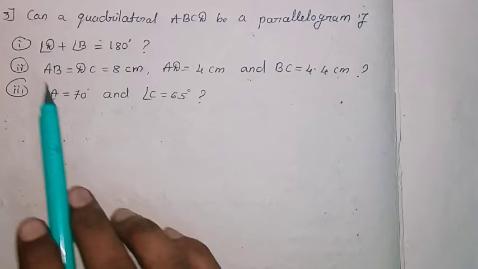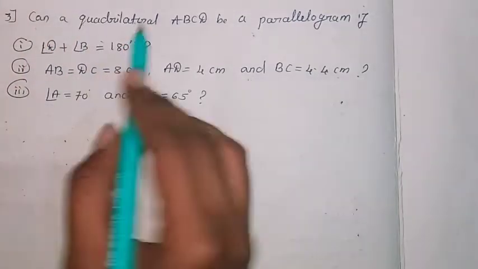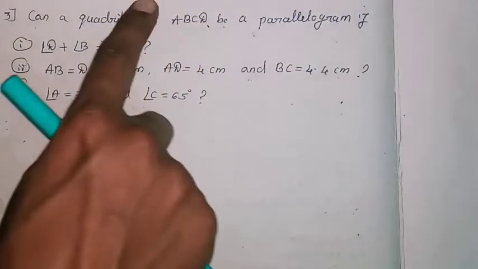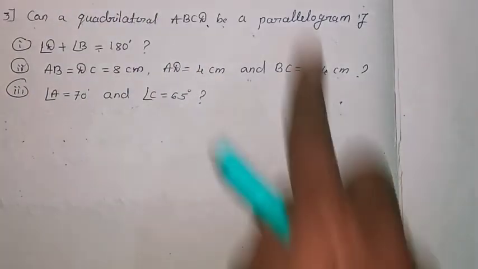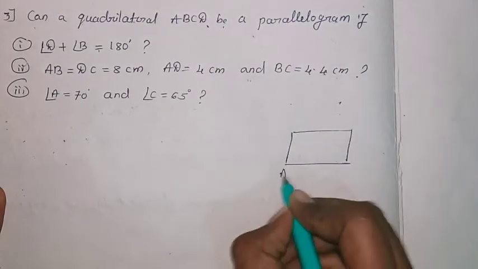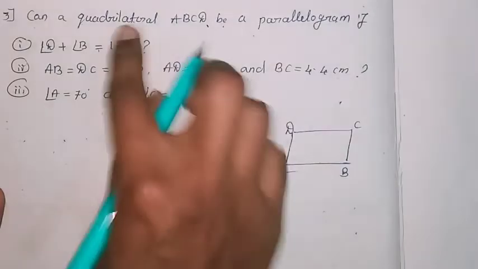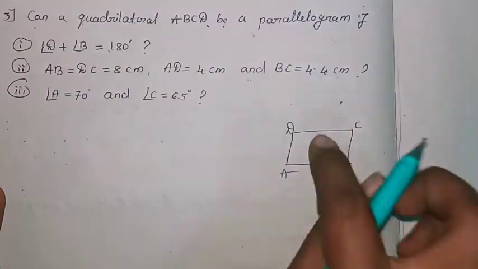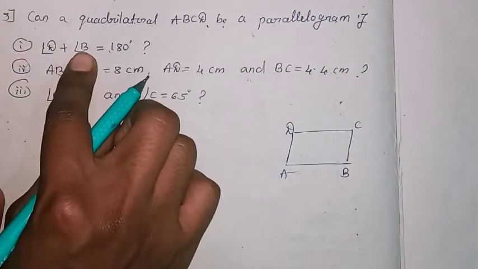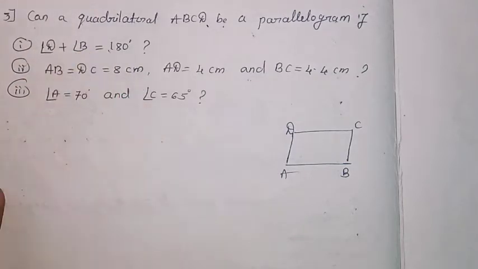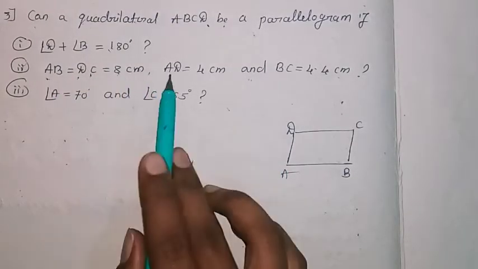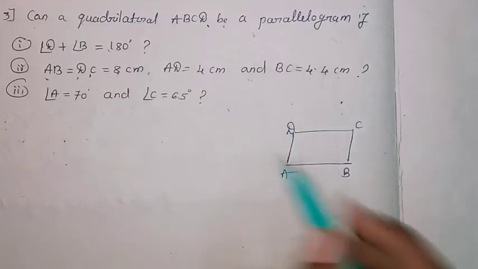In the third problem, they have given: can a quadrilateral ABCD be a parallelogram? Quadrilateral means any closed figure with four sides. As it is a rough figure, we will draw it. So ABCD is the quadrilateral. To be a parallelogram, if angle D and angle B sum is equal to 180 degrees. And the second one, AB is equal to DC is equal to 8 centimeters, AD is equal to 4 centimeters, and BC. One by one we will solve.